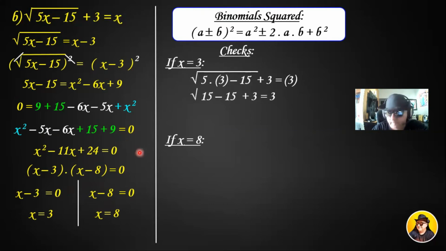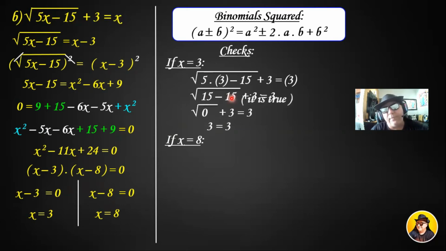I have here that 5 times 3 is 15. And 15 minus 15 is 0. Excellent. And the square root of 0 is 0. So I have that 3 is equal to 3. It is obviously true. All right.